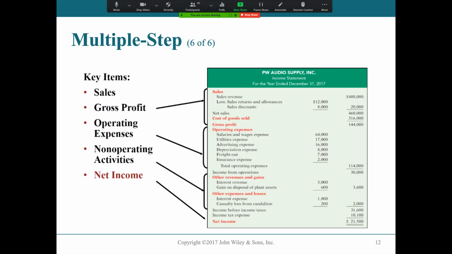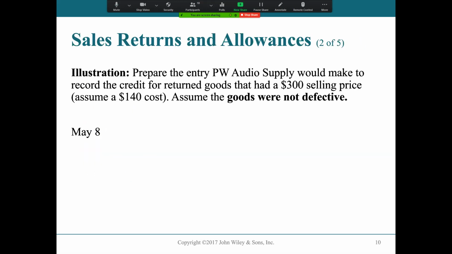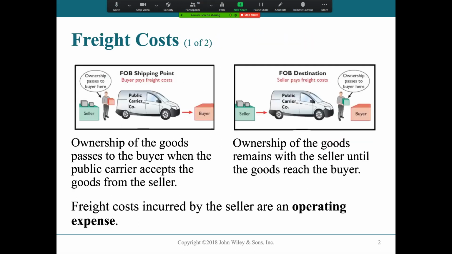FOB. So if I'm the purchaser or the buyer, and it becomes my property as soon as they load it on the truck, that's FOB shipping point, meaning the ownership changes hand at the shipping point or where it was sold from. Okay, gotcha.